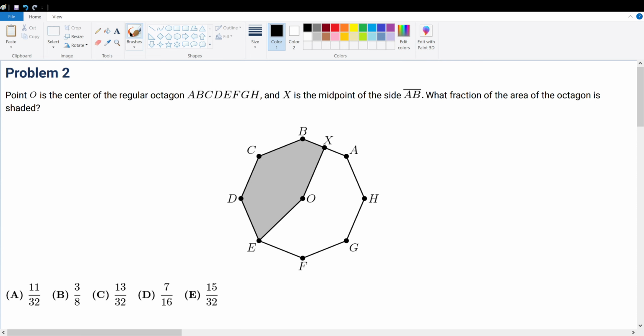Problem 2. Point O is the center of the regular octagon and X is the midpoint of side AB. What fraction of the area of the octagon is shaded? So with geometry problems, always extend it into shapes that are easier to work with.